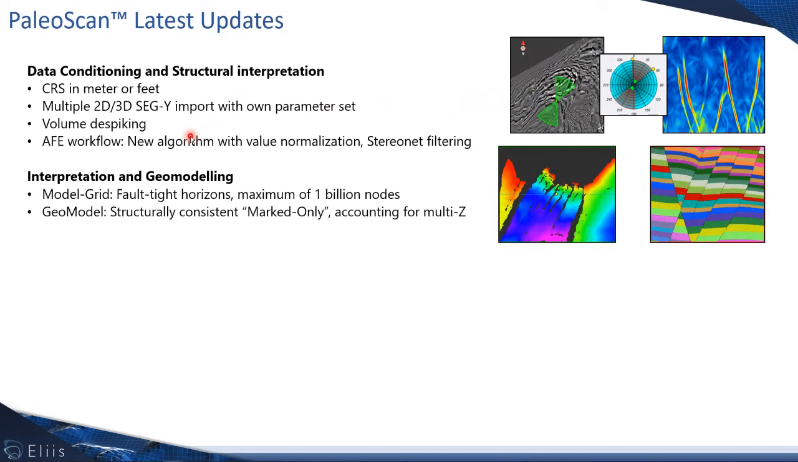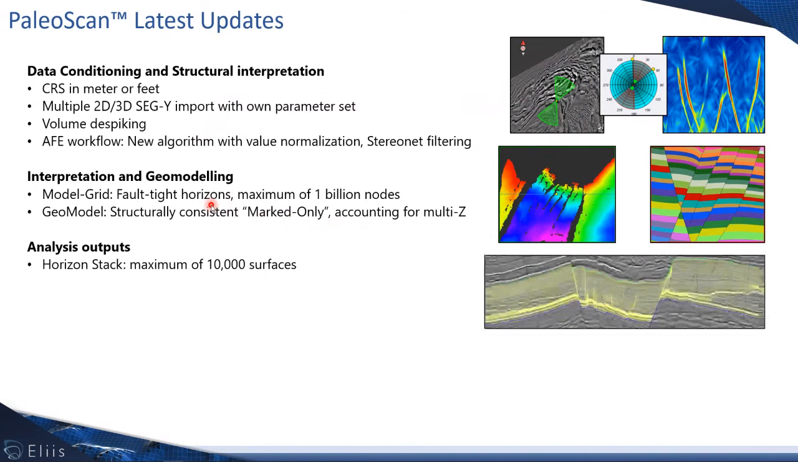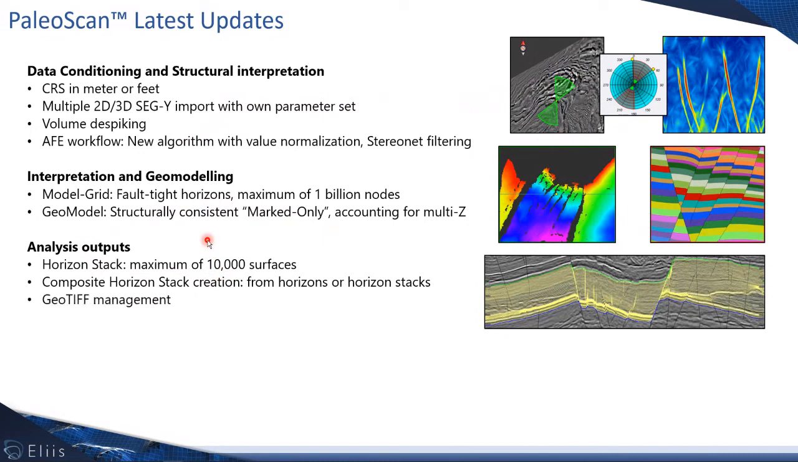We're able to create multi-Z geomodels based only on markers and the faults, which is new in 2020. You can see, for example, in this tiny image that we've got some multi-Z relationships with frost faults in this example. In the output, I've especially talked about the horizon stacks. We can create horizon stacks with up to 10,000 horizons in there, and we can create composite horizon stacks out of different horizons that come from different geometries of geomodels.